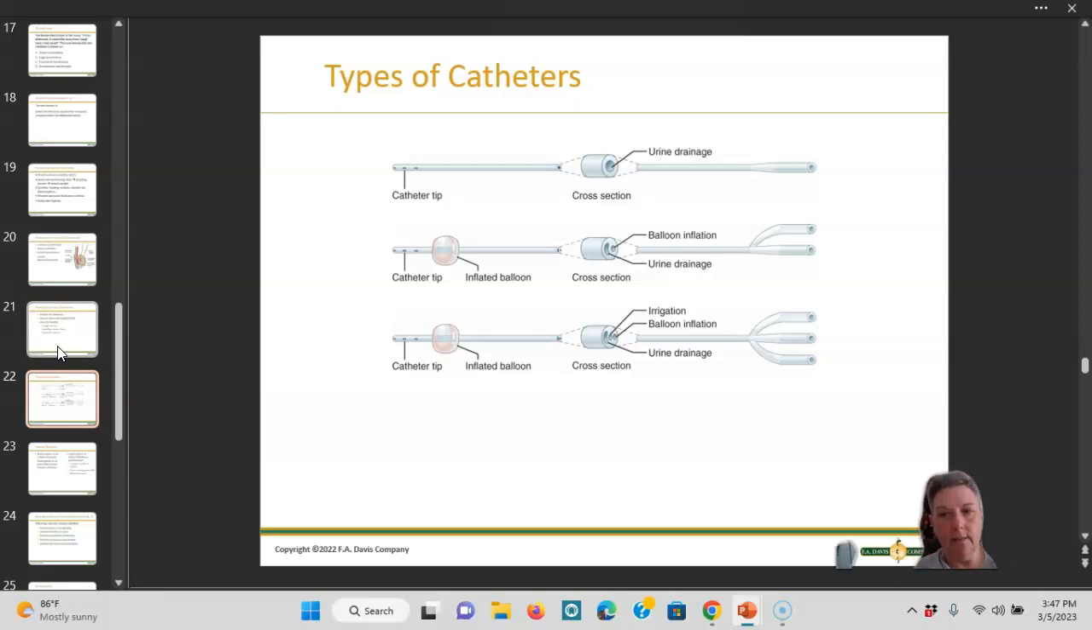Irrigant is usually NS, normal saline solution, that washes out the bladder lining. Why would we do that? To keep blood clots from forming after a TURP. When they Roto-Rooter, when they plane the surface of the prostate, it's going to be chunky, full of tissue, and full of blood clots. So in order to get those blood clots to come out, you're irrigating it, and it's coming out through those catheter tips, but it could block it.